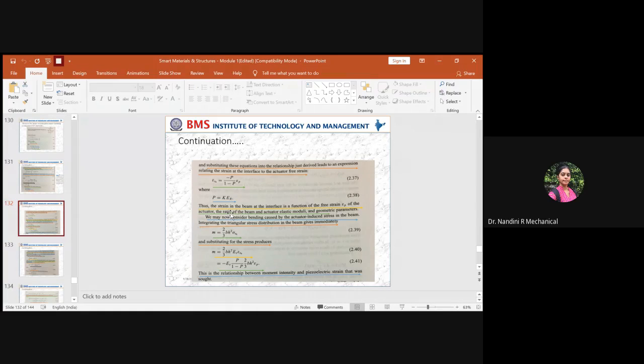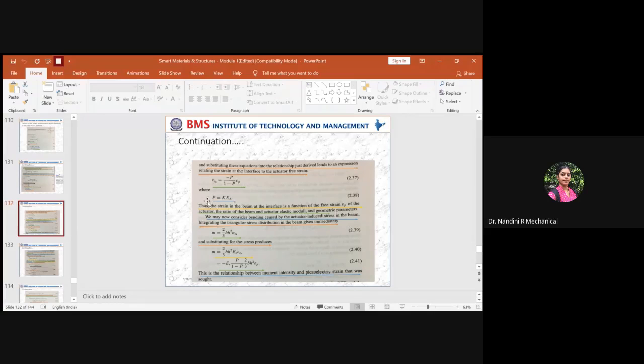So what does this help in? Thus the strain in the beam at the interface is always a function of free strain. The strain coming at the interface will always be a function of free strain related to the actuator. Remember, whenever you say free strain, it is the strain obtained by the actuator and not the structure. So it is a part of the value you get across the interface. Along with that, you get the ratio of the beam and the actuator elastic modulus and geometric parameters.